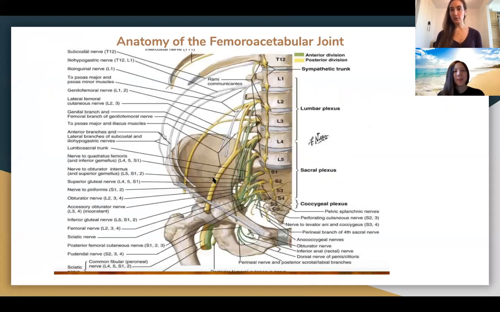So we spoke about, first of all, I love Netter's Anatomy Atlas. That's my go-to. So this is where all of these photos are going to be coming from.